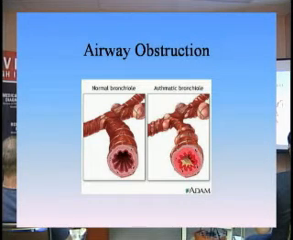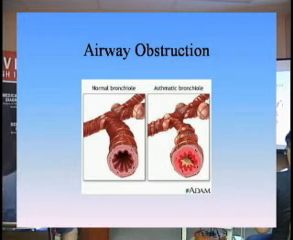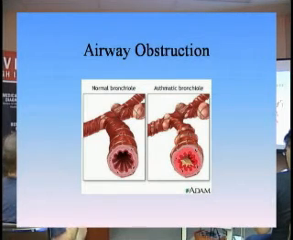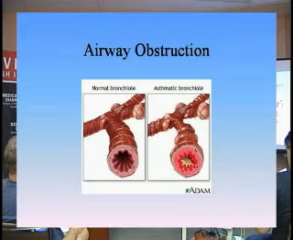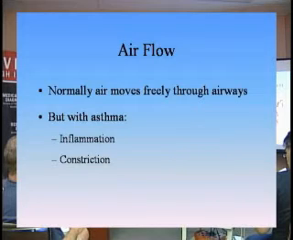So this is just a schematic diagram of what happens during an asthmatic attack and what's the difference between a regular bronchiole and an asthmatic bronchiole. As you can see, in a normal bronchiole, you have a pretty wide airway. Inside, there's plenty of room for air to flow. And in an asthmatic bronchiole, there's constriction. This is significantly smaller than this, and there's also inflammation, so the actual airway is a lot more reduced than the regular airway. So normally air moves freely through the airways, but with asthma there's inflammation, like I just said, and constriction.